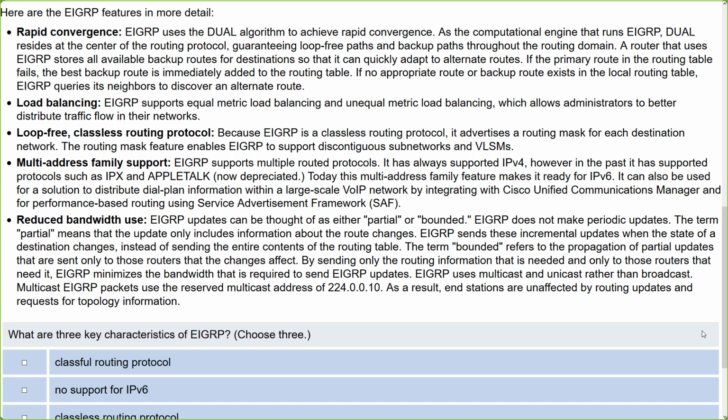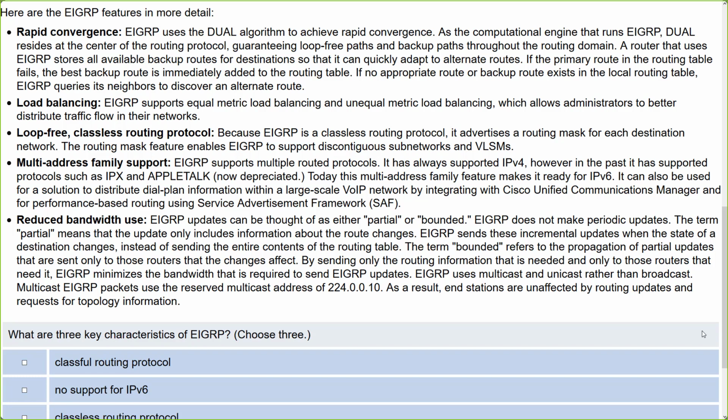Okay. Load balancing, like I said, equal and unequal cost, loop-free classless routing. EIGRP sends mask information along with the network information and supports things like discontiguous subnets, meaning that we're not doing major classful summarization. We can do no summarization at all if we choose, or we can summarize to smaller subsets of networks that might not include the whole class. So that's very useful.